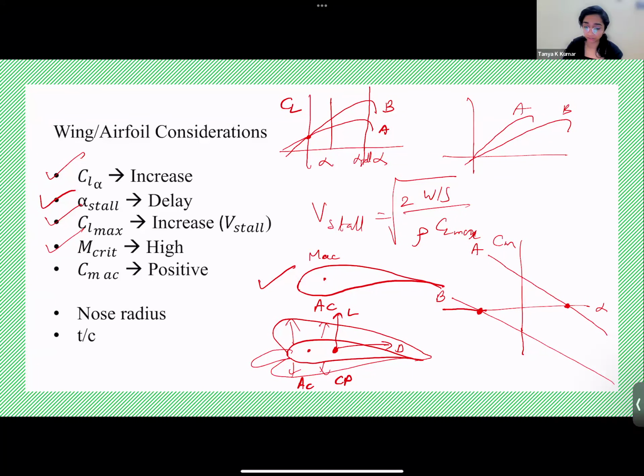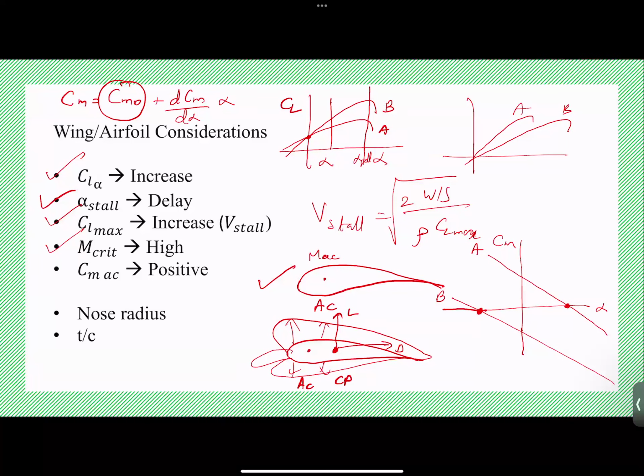Overall CM, the equation for pitching moment, is CM naught plus dCm by d alpha into alpha. This CM naught has to be positive. For that, we add a tail, and then you adjust the tail setting angle such that your CM naught becomes positive. But if you want your airfoil CMAC to be positive, instead of using a negatively cambered one, have you learned some other ways?